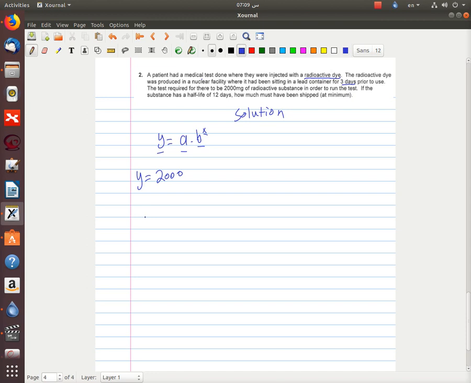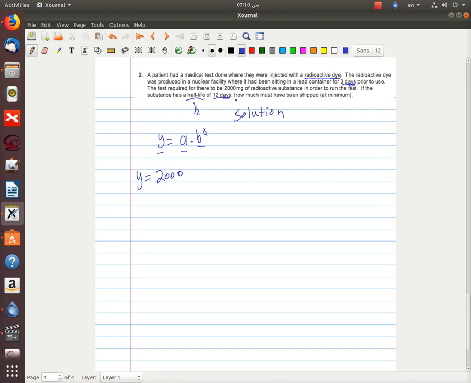If the substance has a half-life of 12 days, how much must have been shipped at minimum? So we have here number 12, and we have half-life, and we have 3 days. Okay, now we've got something. We have half-life, which is like that, and we have 12 days, and we have 3 days here. Notice that we have days and days, so we have to do something. We have to do like division or something, and those days are times, right?